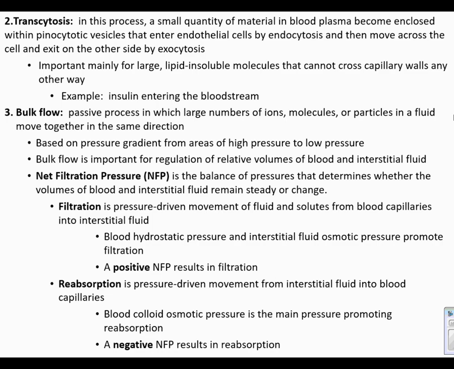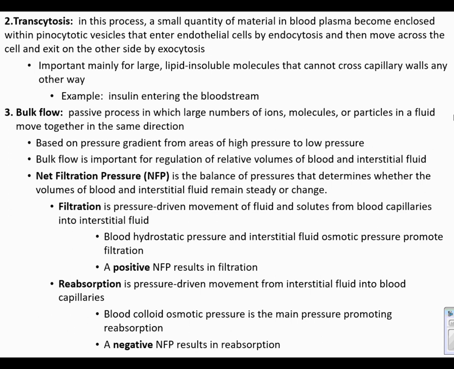The second form of capillary exchange is by way of transcytosis. This is the process that we actually talked about back when we first learned about cells, and we barely mentioned it. I mentioned that we really wouldn't talk about it in this class very much. It gets very little time.